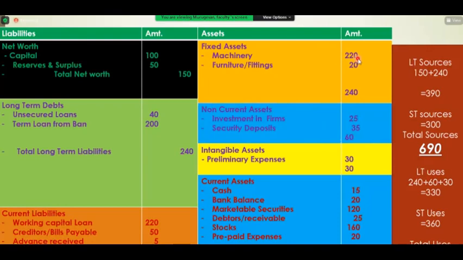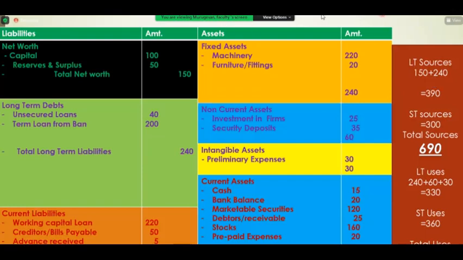And here fixed assets are machinery 220, that is 240, so 60. And here intangible assets, preliminary expenses, intangible, no? They have no realizable value, but are temporarily parked in assets. So if you total it, 60 plus 30, 90, 240 plus 90, 330. These are long-term uses. So 330 are long-term uses. Current assets are short-term uses: cash, bank balance, marketable securities, debtors. This is the breakup just for your information. They give it like that, you have to analyze. Now the question they will ask is, what are the LT sources? How much funds are from long-term sources?